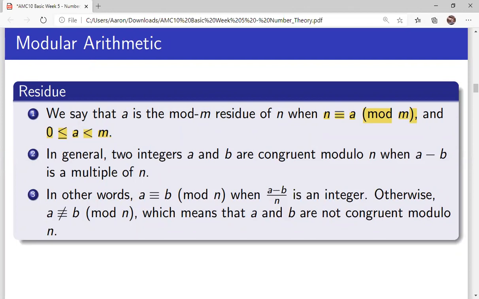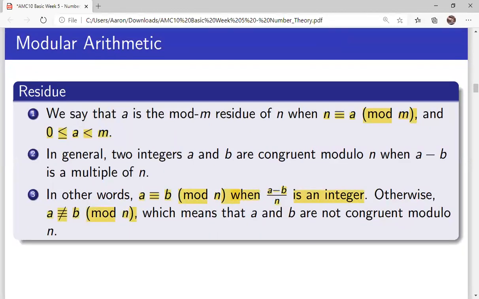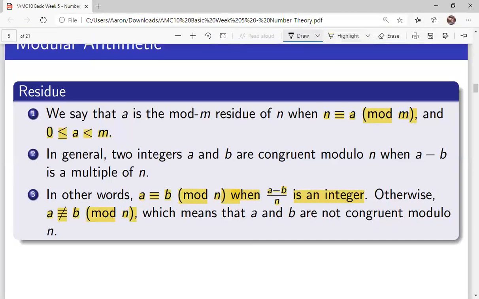And so you can also word it this way. A is congruent to B mod N if (A minus B) over N is an integer. And if not, then this is notation for A is not congruent to B mod N, and it just means that they don't have the same remainder when you divide them by N.